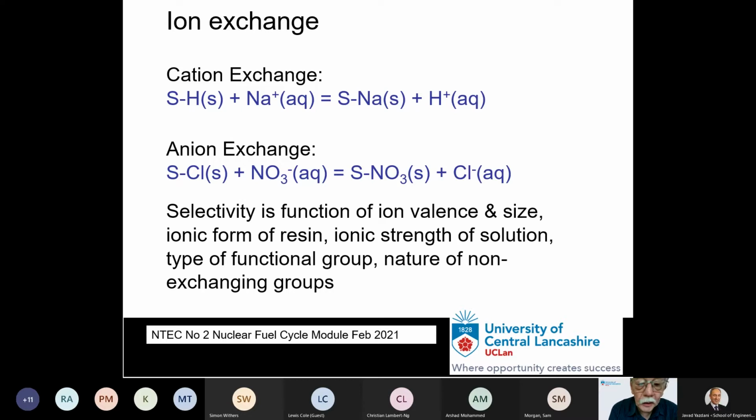Okay? And it says there, this exchanger, whether it be an anion or cation, can be fairly selective depending upon the ion, i.e. in this case, the sodium or the nitrate: valence, the size of the ionic form, ionic strength of solution, type of functional group, nature of non-exchanging groups. Okay, all of these can be important in ion exchange. But the essence is basically to exchange and selectively remove the ion in solution that you actually want to conduct a future series of reactions with.